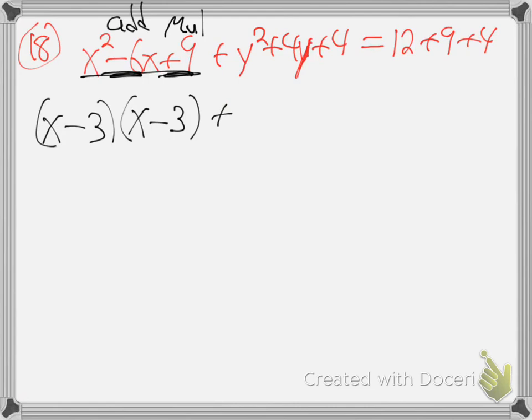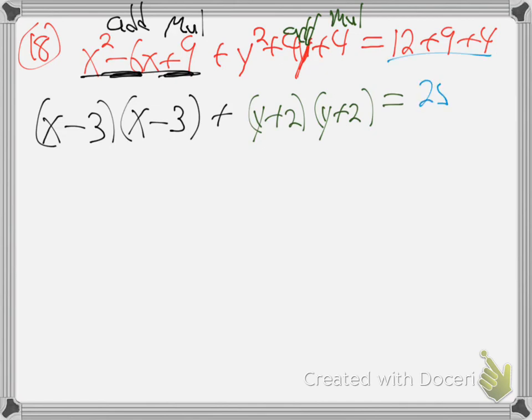Now, how about the two y values? It's going to do the same thing. Y is in the front. What two numbers multiply to be 4 and also add to be 4? It's going to be 2 and 2, both positive, right? They multiply to be 4 and add to be 4. Other side, what is this, 21, 25?